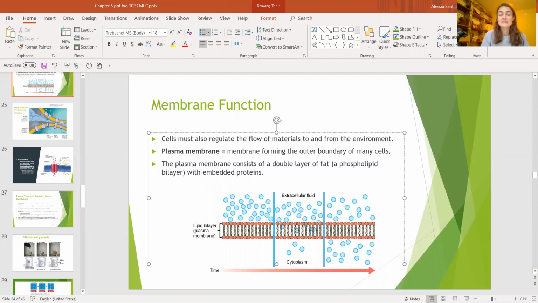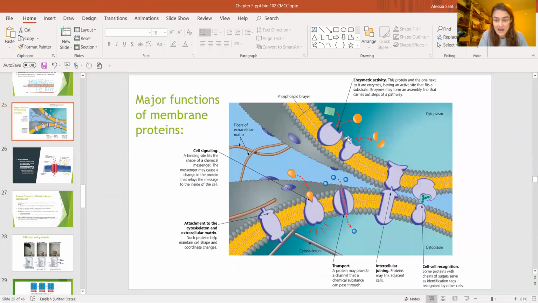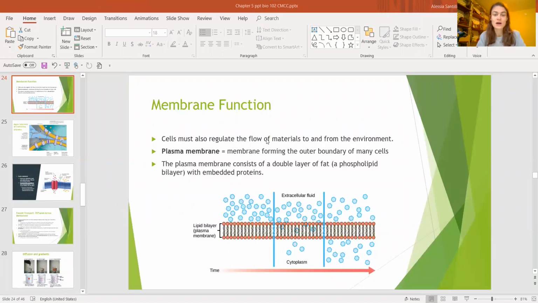Okay. It consists of a double layer of fat. We know what fats they consist of. Remember, it was those phospholipid fats that we looked at. So we have one layer of phospholipid fats on top and the other layer of phospholipid fats at the bottom. Each phospholipid fat has a phosphate group, which is hydrophilic, and a hydrophobic region, which are the actual fatty acids. So we have this double layer, or a bilayer, of the phospholipids with occasionally embedded proteins.